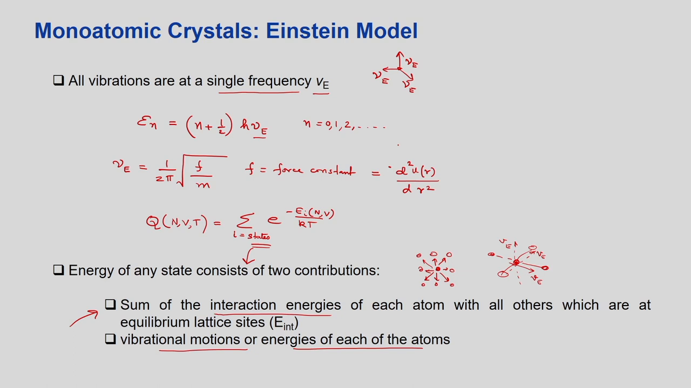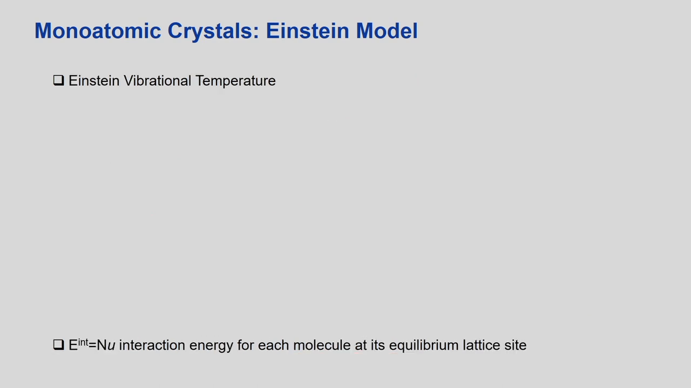So, let us find out mathematically what the vibrational partition function is in the case of the central atom. In due course of time, we will be defining the Einstein model, and we will also get the Einstein vibrational temperature. Let us do that. As I wrote in the previous slide, q of N V T, the partition function, is nothing but the sum over all the states i of e to the power of minus Ei(N,V) upon kT. As I told you, this Ei is the sum total of the internal energy plus the vibrational energy.